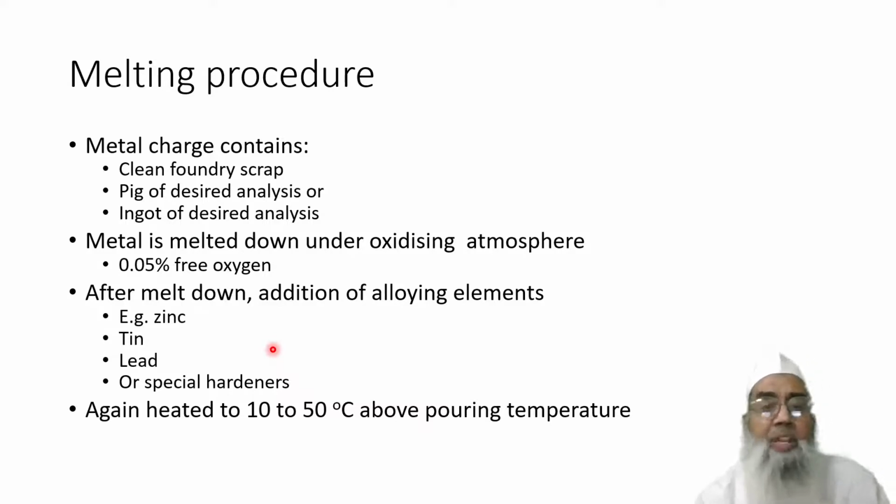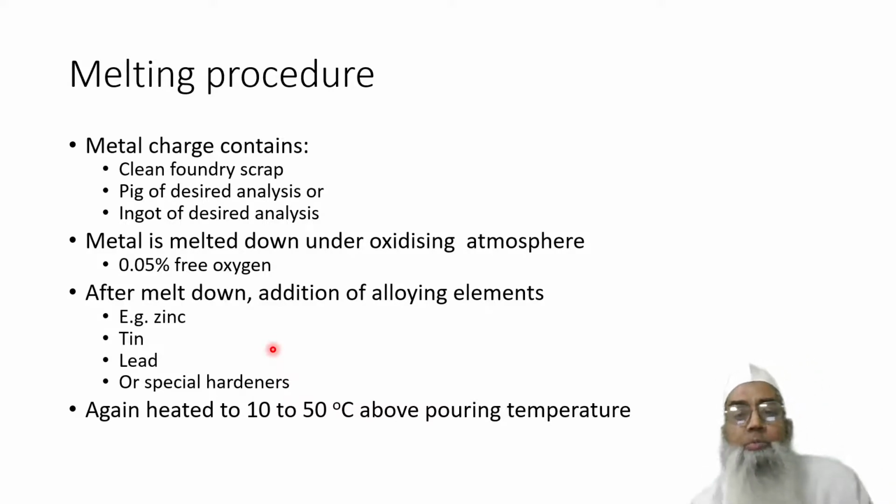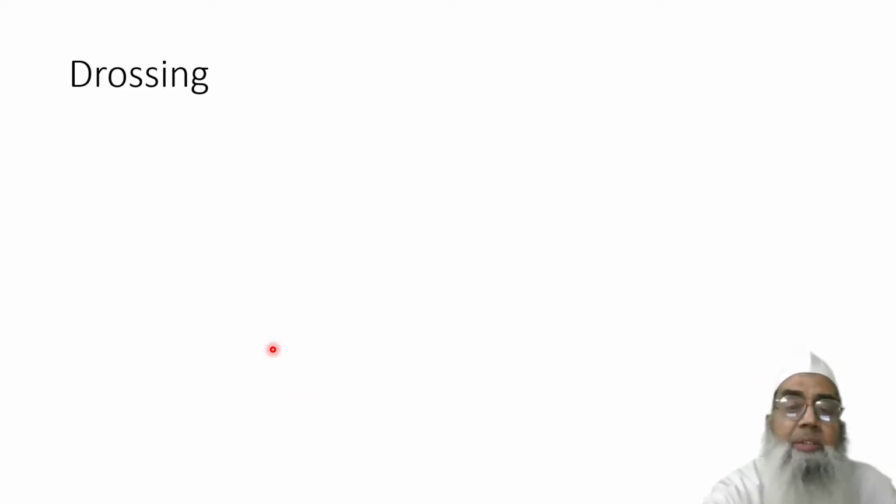After adding these hardeners, we need to improve the temperature of the melt, and therefore it is heated again so that the temperature can rise 10 to 50 degrees centigrade above the pouring temperature.